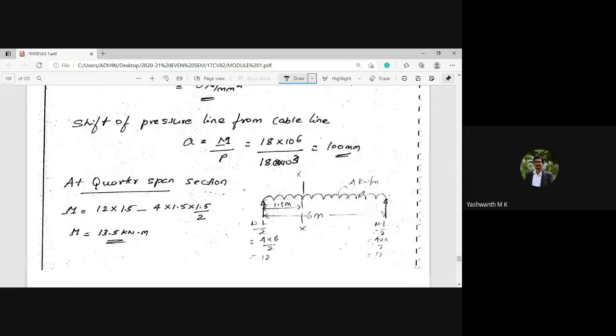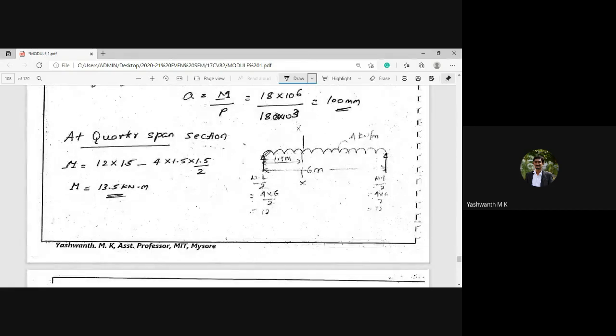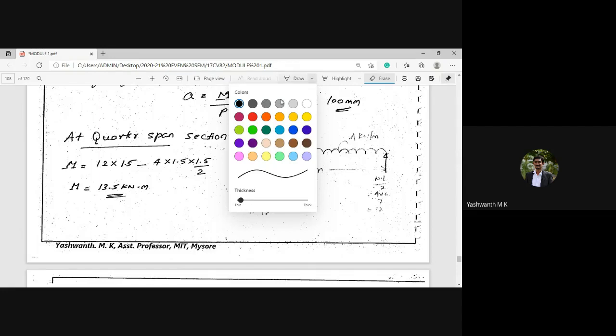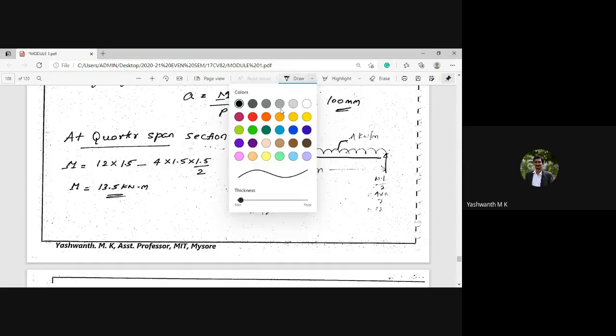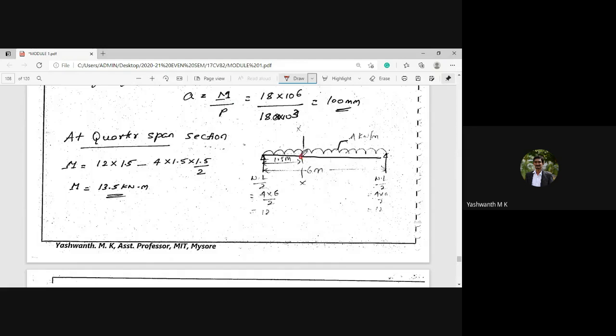Now let me go with the quarter span. So this will be your PSC beam. So please note down. Now it has been subjected to UDL of 4 kilonewton per meter. Now it is asking for the moment at, or pressure line at, quarter span. Hence, 1/4 of 6 is 1.5 meter. So at that particular point, I need to calculate the moment.